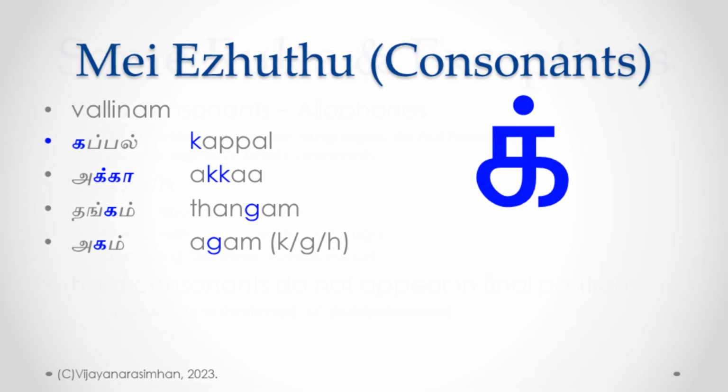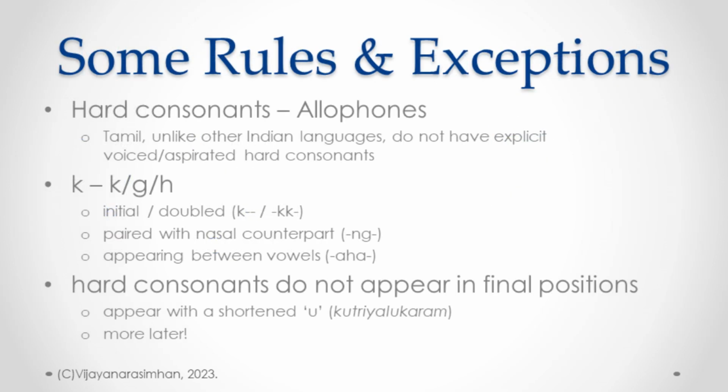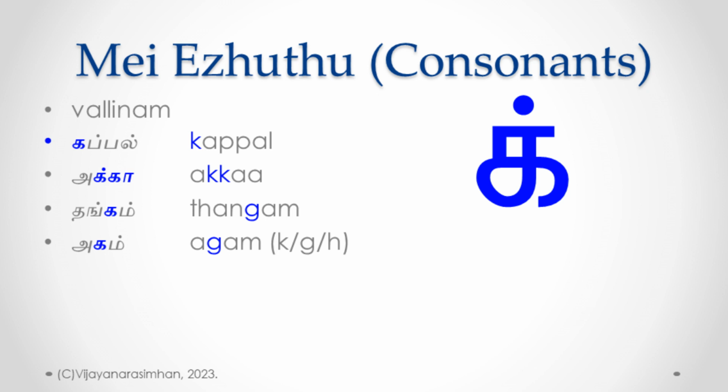The hard consonants have allophones in Tamil, based on their position. For kha, when it comes in the initial position, it is as it is, kha. When it is doubled in between, again it is the natural sound, kha. But when it comes after its nasal counterpart ing, it also gets nasalized and softened. So thangam, the kha becomes a gha sound.